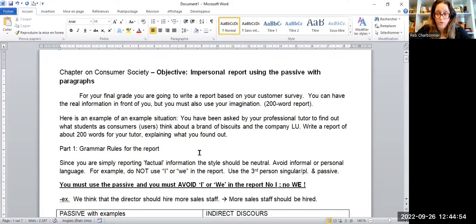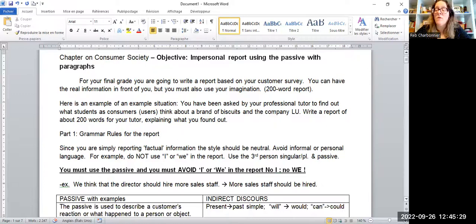When would you write this report? Well, if you have a tutor who asks you, either in France or in a business situation, they would ask you to write a report about your research with the consumers, if you do a focus meeting. So let's take the example of the company Lu. They have cookies and biscuits. Let's say you chose this product as the source of a survey, a meeting where you have a questionnaire. Now you have to write the report about what you found out.